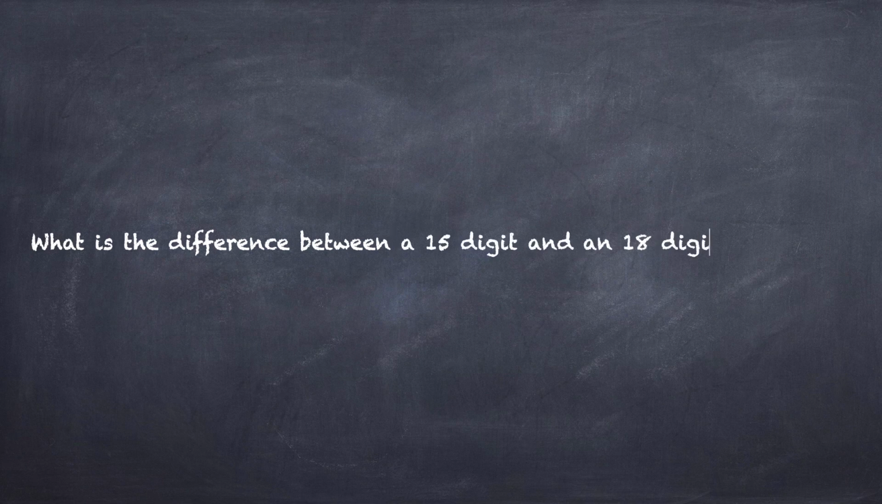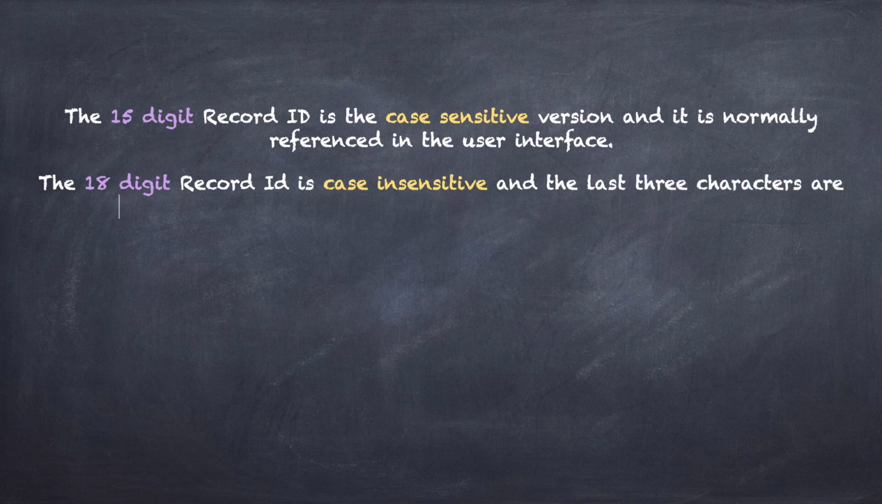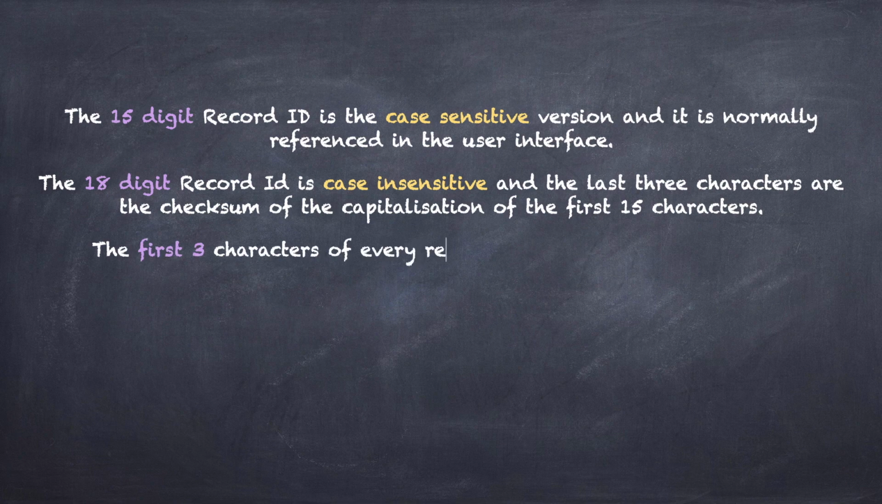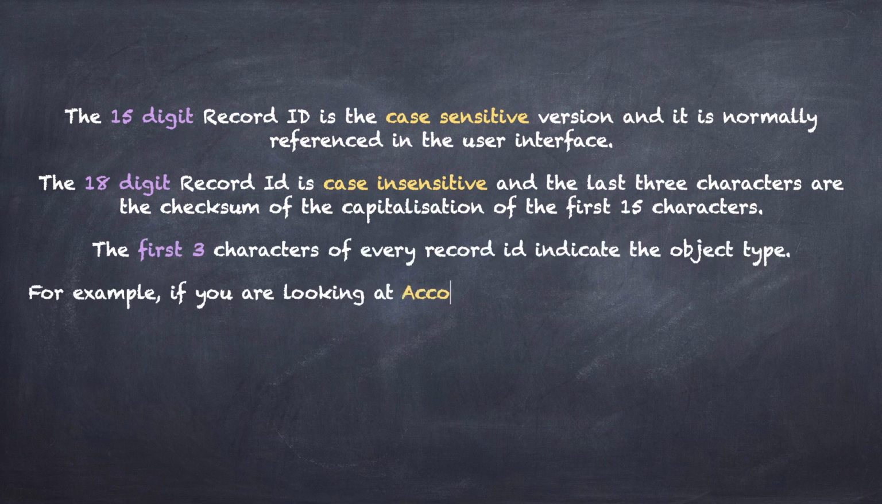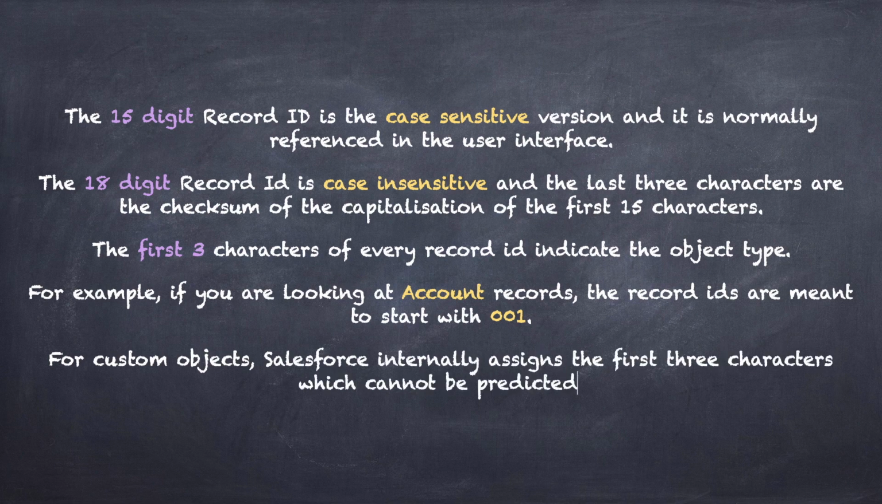Now, what is the difference between a 15-digit and an 18-digit record ID? The 15-digit record ID in Salesforce is the case-sensitive version, and it is normally referenced in the user interface. The 18-digit record ID is case-insensitive, and the last 3 characters are the checksum of the capitalization of the first 15 characters. Now, the first 3 characters of every record ID indicate the object type. So, for example, if you are looking at an account record specifically, the IDs will start with 001. For custom objects, Salesforce internally defines the first 3 characters, which cannot be identified.